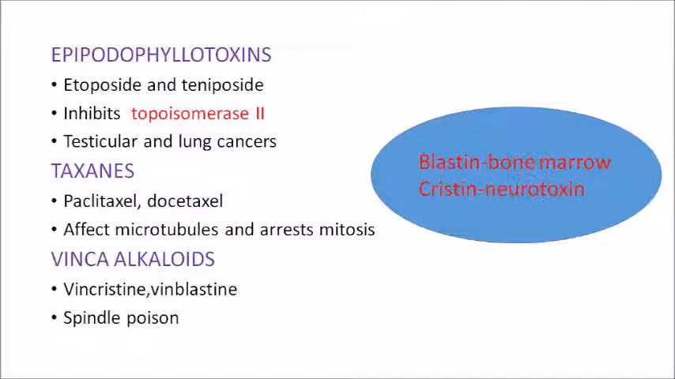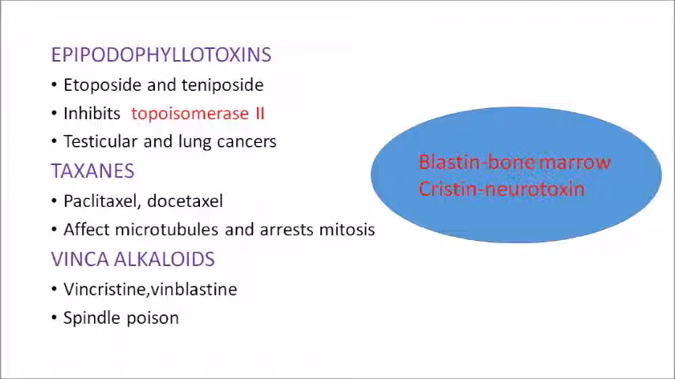Coming to epipodophyllotoxins, which are etoposide, teniposide, such drugs. They inhibit topoisomerase enzyme 2. Topoisomerase enzyme 1 was inhibited by camptothecins. Topoisomerase 2 is inhibited by epipodophyllotoxins. Usually they are used to treat testicular and lung cancers.